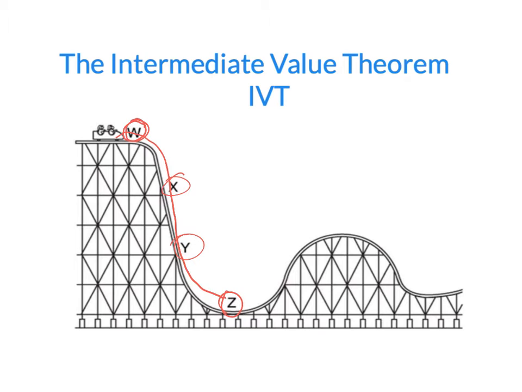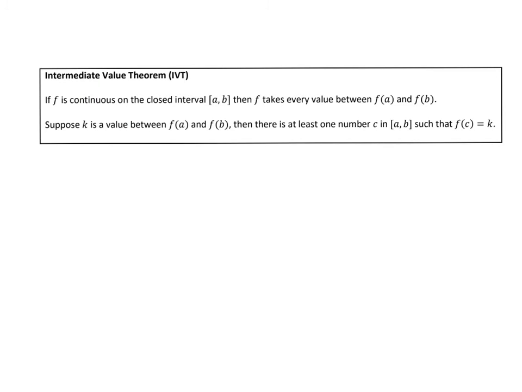Let me switch over to slides here, and let's go ahead and state the intermediate value theorem, and then we'll run through some examples where we try to understand the consequences of the intermediate value theorem, and ultimately take a look at the kinds of problems that we'll solve with it. So this is the statement of the intermediate value theorem, and a lot of times we'll call this the IVT.